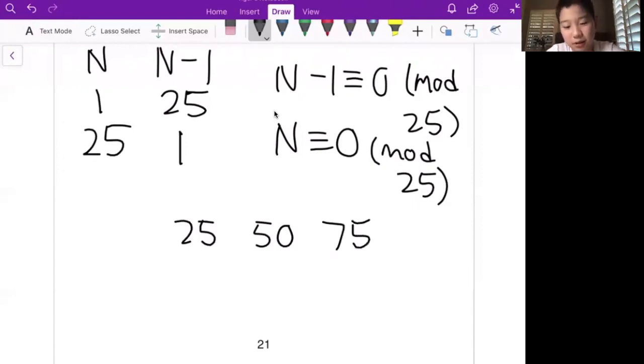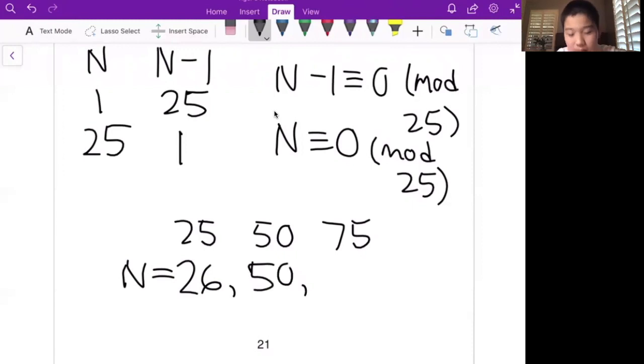Let's just look at all the cases. N is equal to 25. Nope. N has to be even, it says. N minus 1 is equal to 25. That's possible. Then N would be equal to 26. If N was equal to 50, that's another possibility. If N minus 1 was equal to 50, then N would be odd. If N was equal to 75, N would be odd. If N minus 1 was equal to 75, N would be 76. So those are the only possibilities.